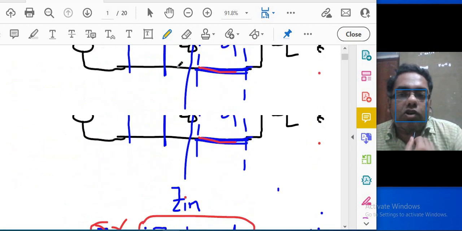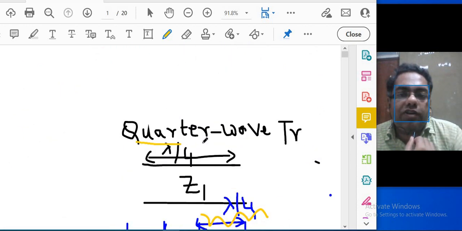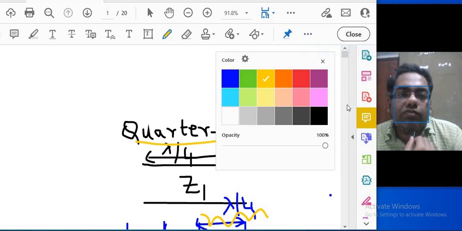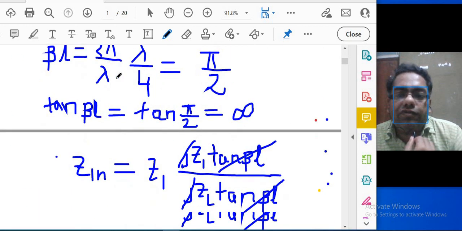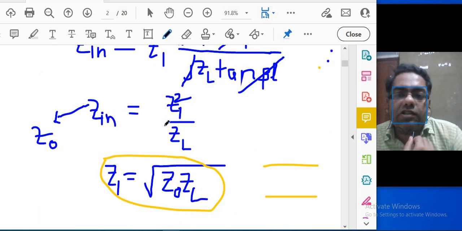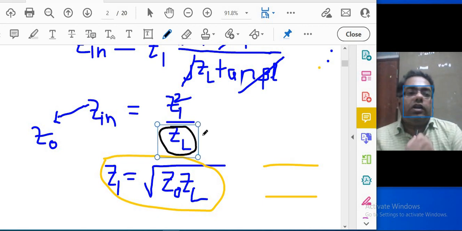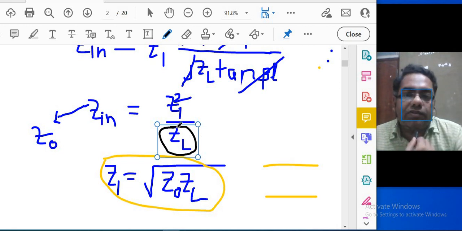Why is it called quarter? Why the name quarter wave? Quarter wave because the length is lambda by 4. And why is it called a transformer? Because the input impedance at the input of this quarter wave section is inversely proportional to ZL. So it transforms, it reverses the impedance.